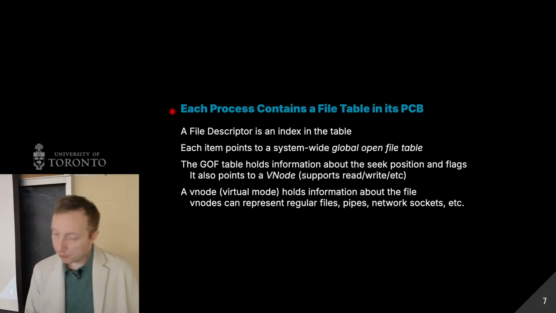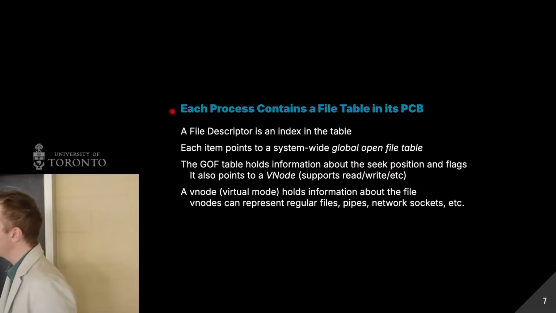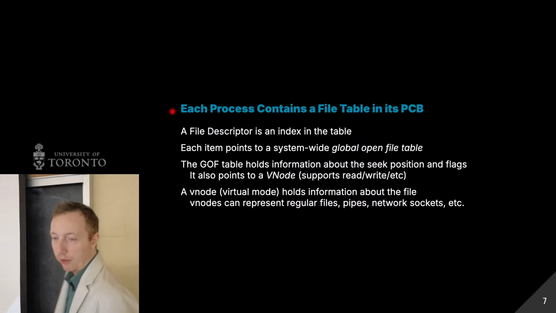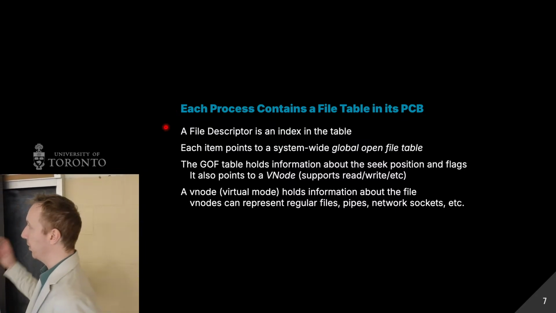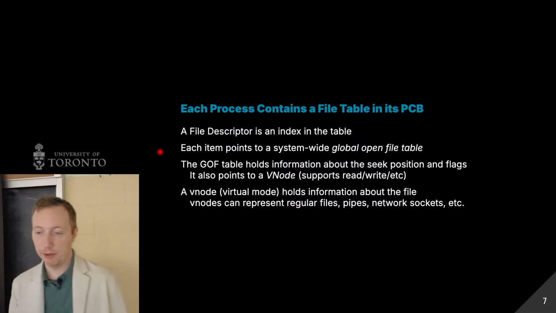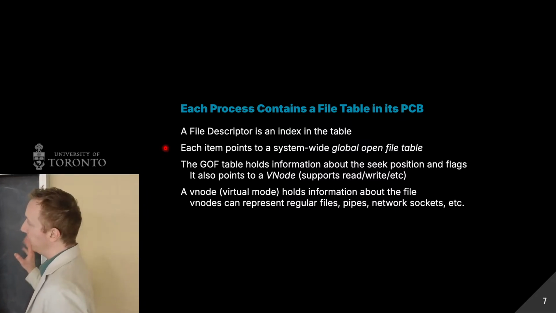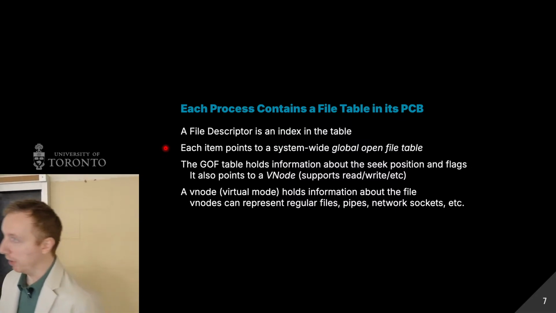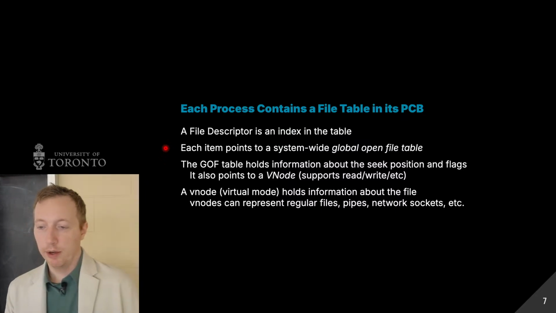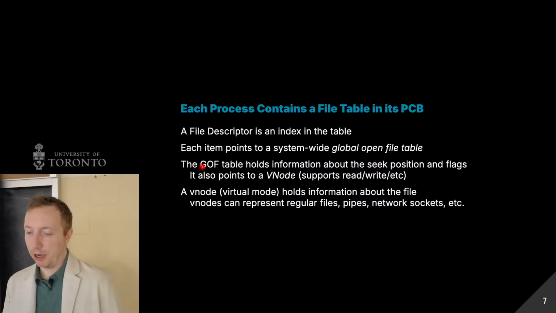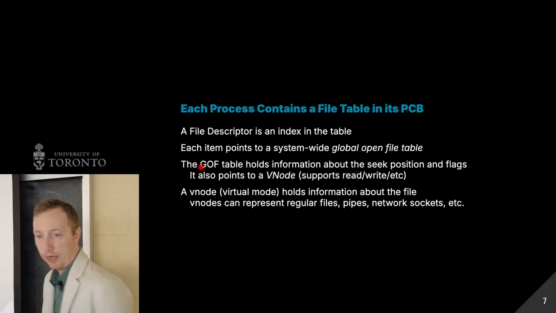So each process contains a file table in its PCB or process control block. Sometimes we just call it a local open file table. So a file descriptor is just an index into that table, or array if you want to think of it that way. And each item points to a system-wide, managed by the kernel, global open file table. So there's just one of them. Sometimes we shorten it to GOF table, global open file table, because we like acronyms.